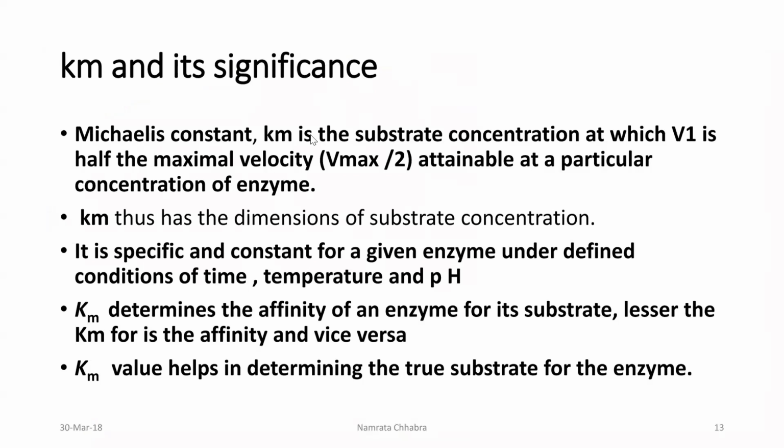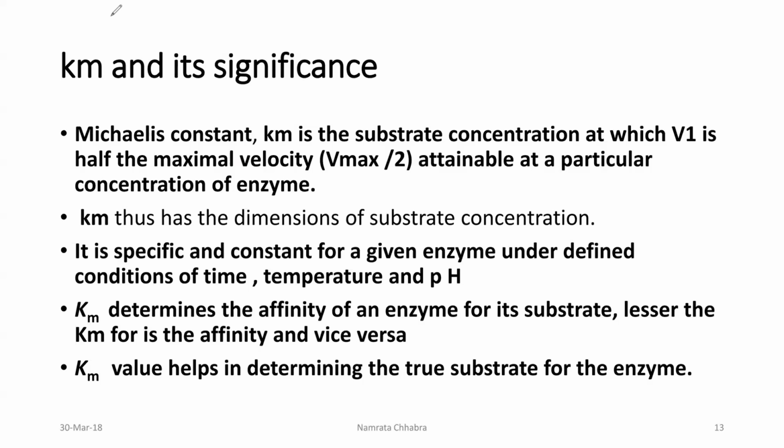So we have Km and it is significant. Michaelis constant, which is Km, the Michaelis constant Km, is the substrate concentration at which the initial velocity is half the maximum velocity. Of course, we know that, as I said, when the enzyme is completely filled with the substrate, at that point you have all the enzymes at the stage of enzyme substrate complex. So at that stage, it means that you have Vmax. At that stage, we have Vmax.